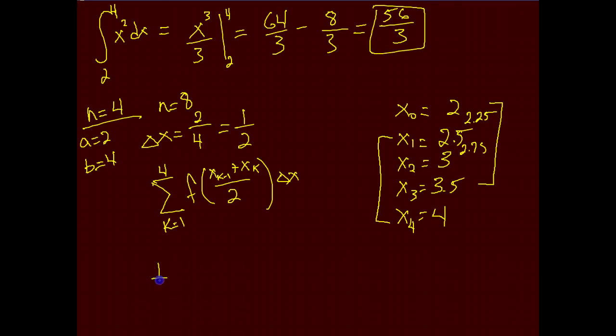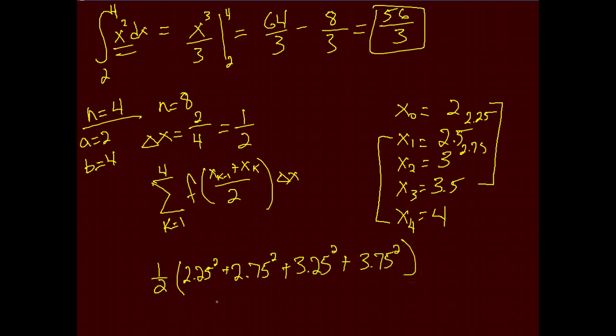So we're going to take our delta x, 1/2, and multiply by each of these midpoints squared. Why are we squaring them? Because that's what our function is. Our function is x squared. So this is going to be 1/2 times 2.25 squared plus 2.75 squared plus 3.25 squared plus 3.75 squared. And when we do all that, we get a result of 16.625, or excuse me, 18.625.